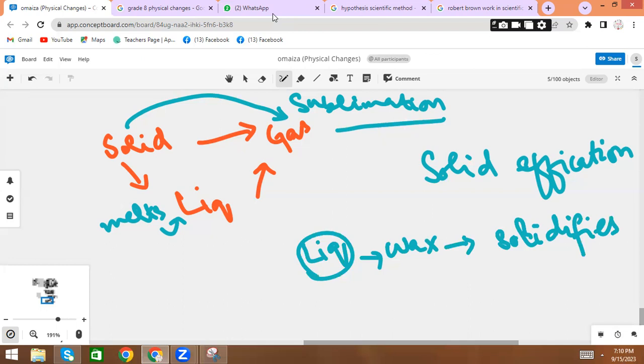We are just exemplifying it like that. Solidification is not for solids; it's for solid-type things. This wax, when it becomes hard, we say that it solidifies.